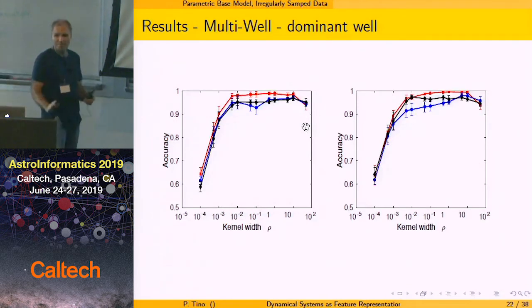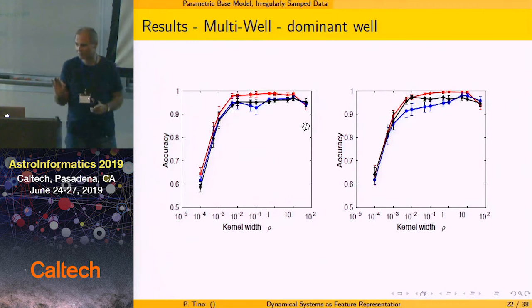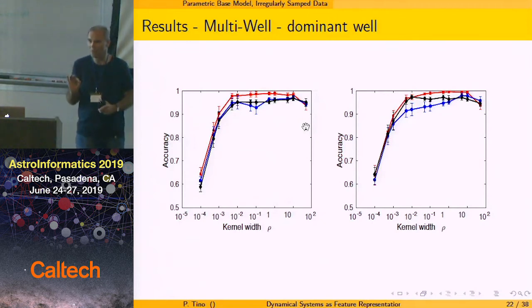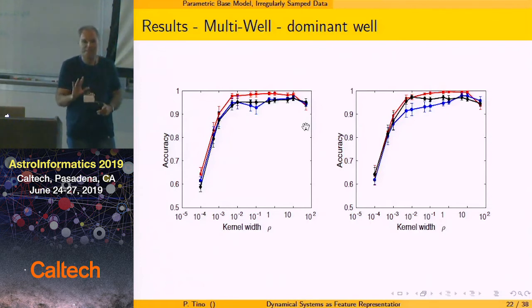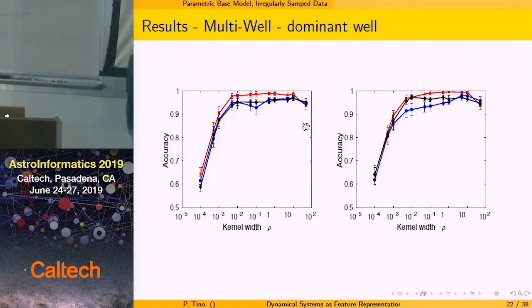Now this is the performance on the multi-well system, where my inferential model was double-well, just double-well, right? And of course, you overfit here because the kernel width is very small.